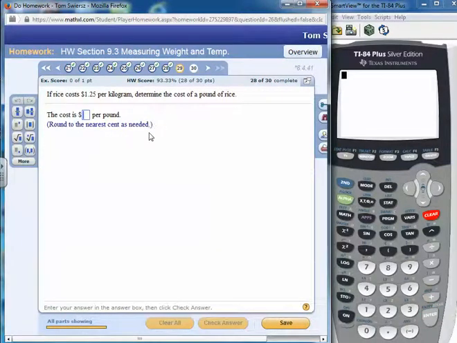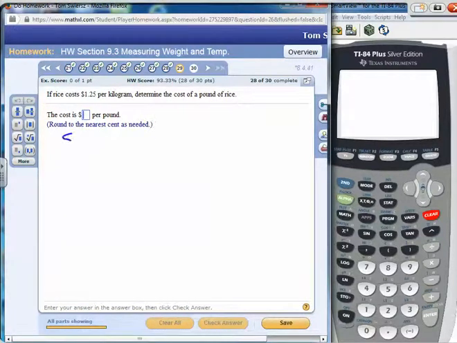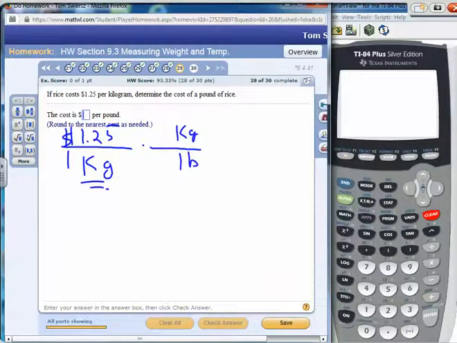Number 29, if rice costs $1.25 per kilogram, determine the cost of a pound of rice. Okay, now, the cost per kilogram is the money goes in the numerator. So 125 per 1 kilogram. Now, we want the cost per pound. So pounds is in the denominator. So this is a little bit tricky here. The kilograms we want to cancel, but it's in the denominator here. So it goes in the numerator over pound.